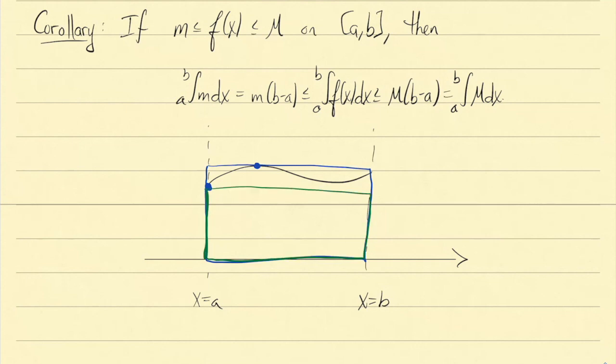The left-hand inequality tells us that the area bounded by the green rectangle, which has height lowercase m and width b minus a, is smaller than the area enclosed by our function, which is also evident from the picture. And that's all for this video.